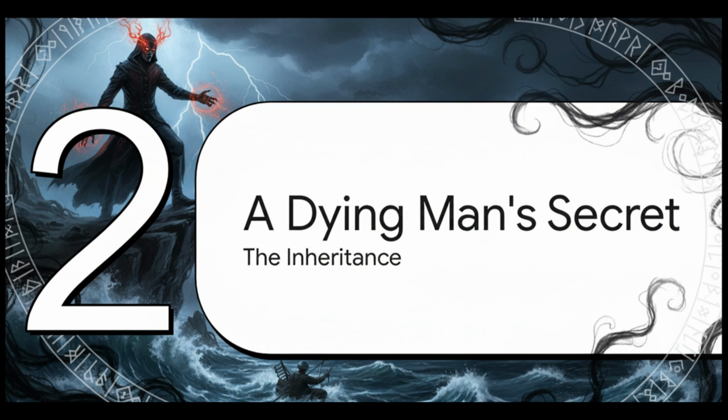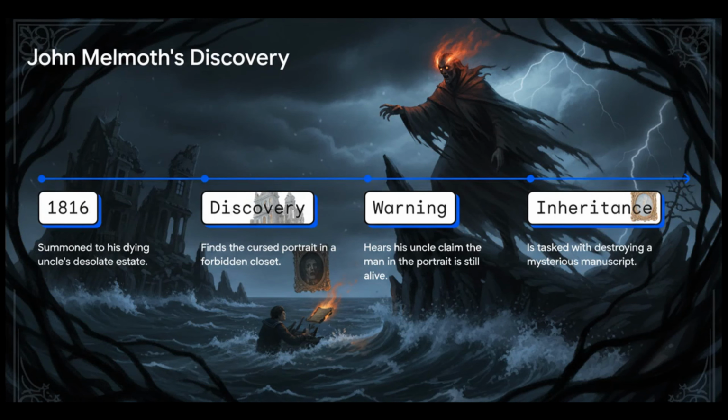See, a young student is about to come into his inheritance, but he's not just getting land and a title. No, he's about to inherit a legacy of pure, unadulterated terror. So it's 1816, and a young man, John Melmoth, gets called to his uncle's deathbed. The estate is a total ruin, a monument to a life of hoarding money. But inside, John finds that locked closet, and inside that, the portrait. And his uncle, who's barely breathing, he doesn't warn John about debts or anything like that. No. He points to the painting and tells him that man is still alive. And then he gives him one last bizarre order. Find this old manuscript and burn it.